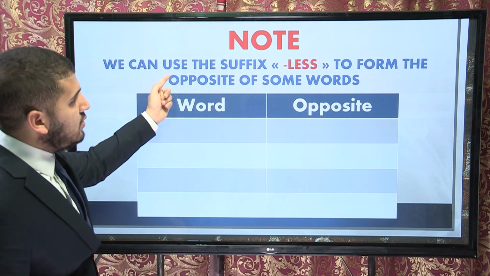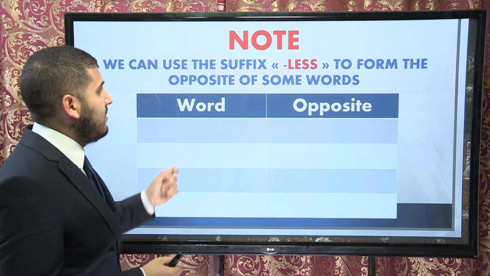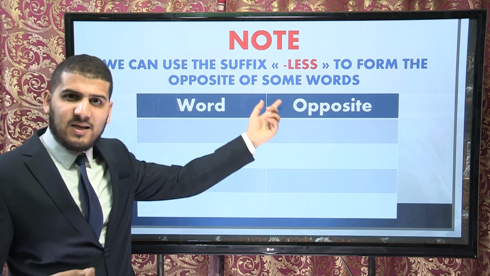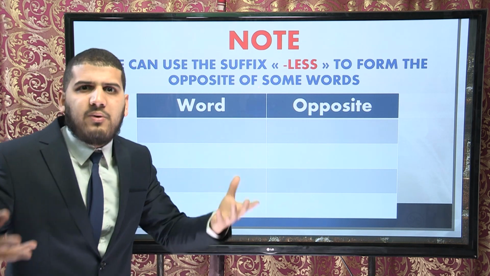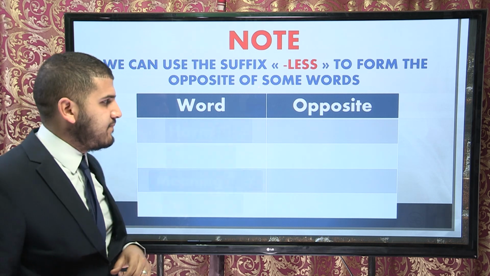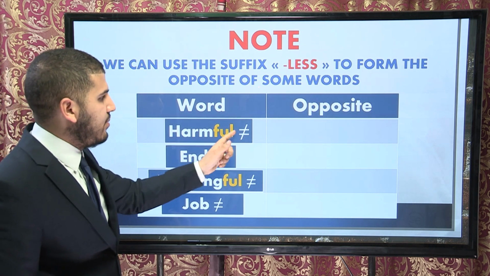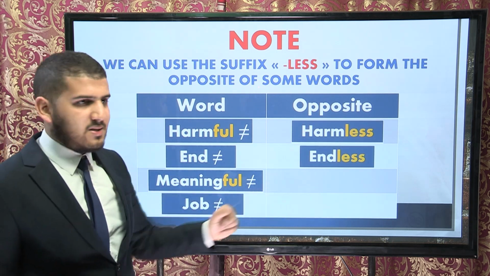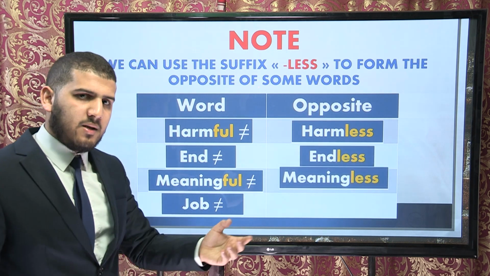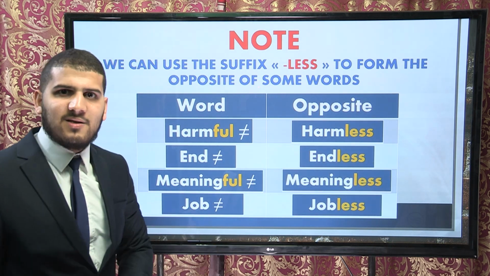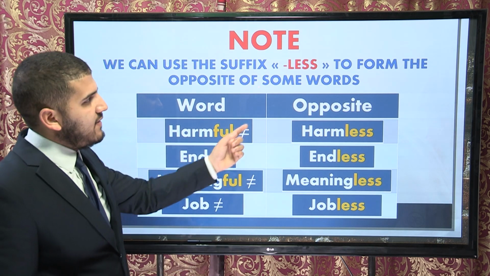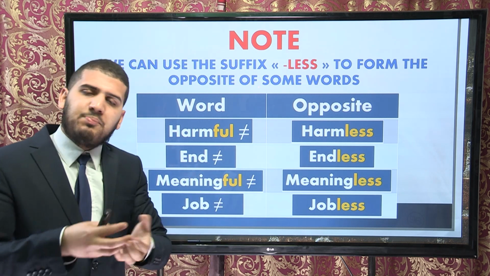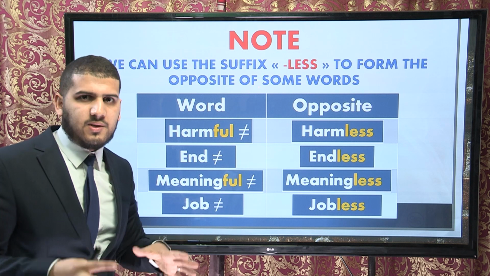Note, we can use the suffix less to form the opposite of some words, not only prefixes. Let's see some examples. So harmful, the opposite of harmful is harmless. Endless. Meaningful, meaningless. Job, jobless. So bear in mind that the suffix less can be used to form some opposites. But generally speaking, we use prefixes to form the opposite.